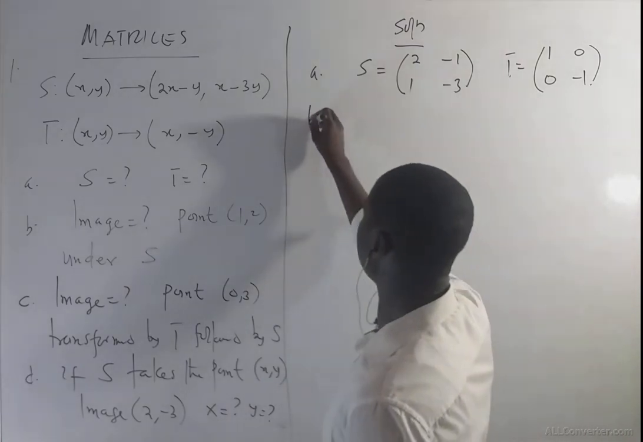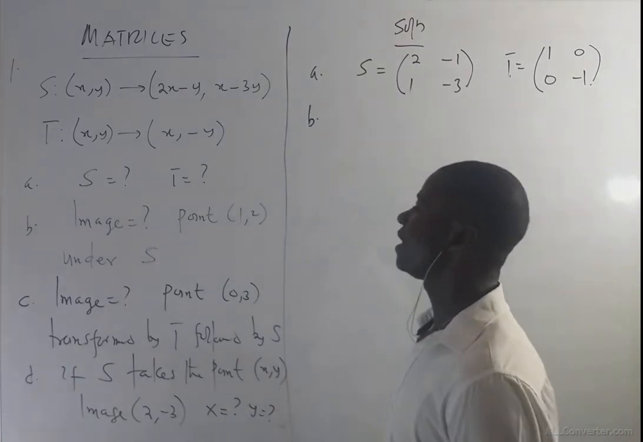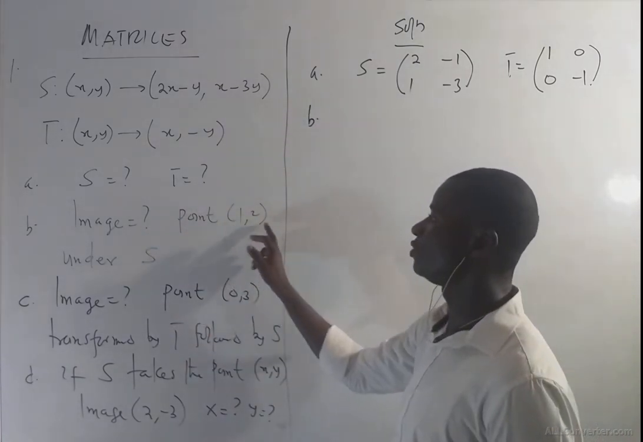Now, the B part of the question. We have to find the image given the point (1, 2) under S.